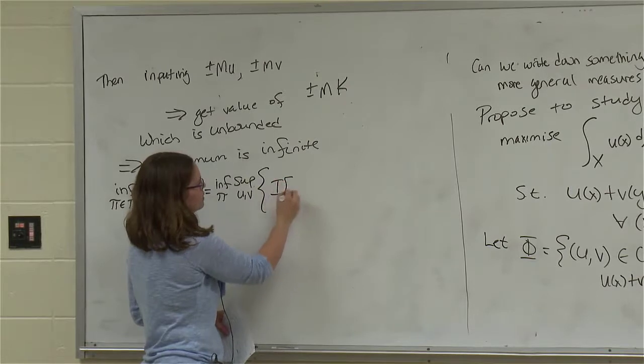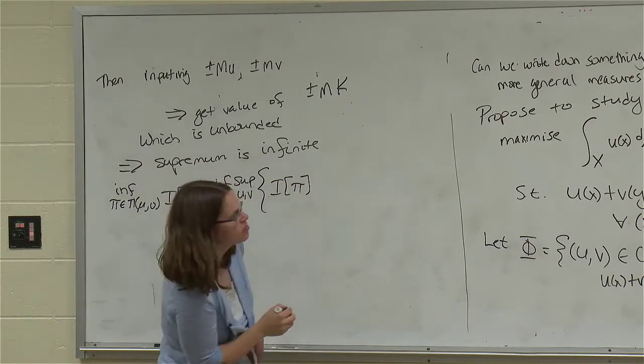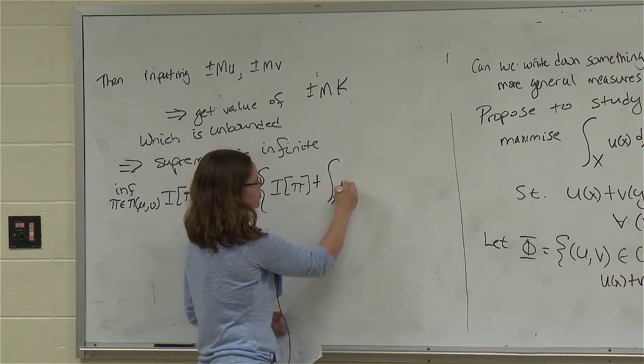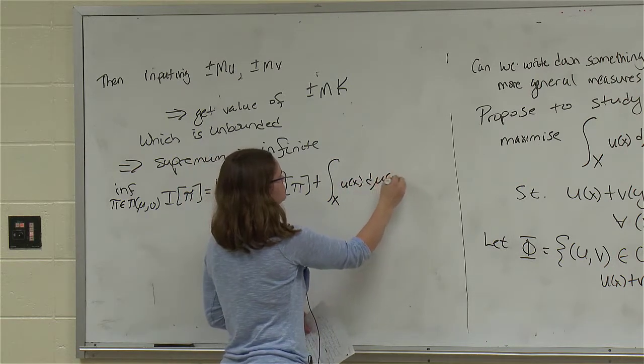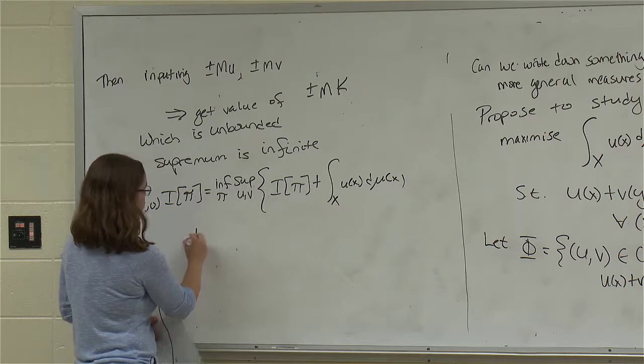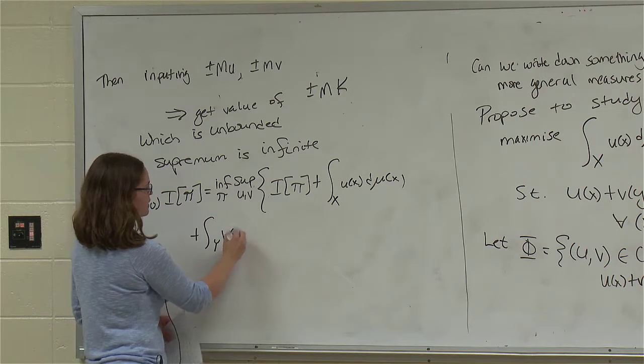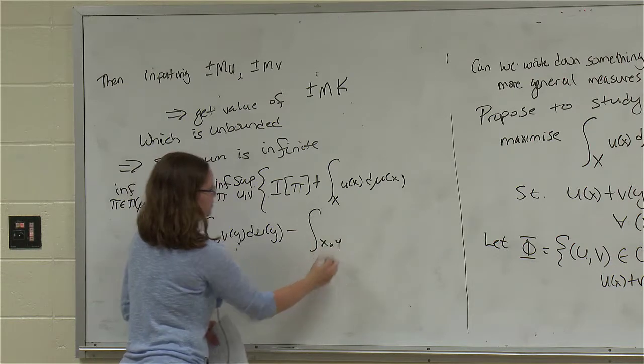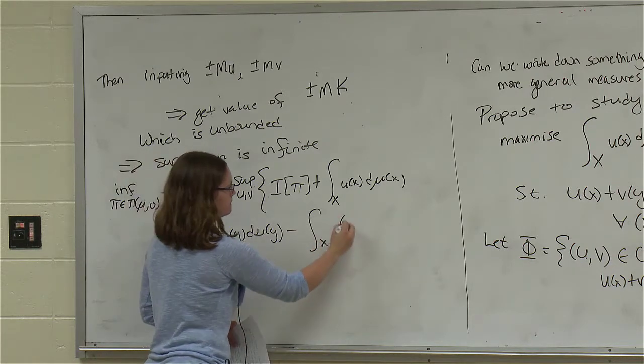I of pi plus, we integrate over x, u of x d mu. We integrate over y of v of y d mu. And subtract off the integral over the product space.